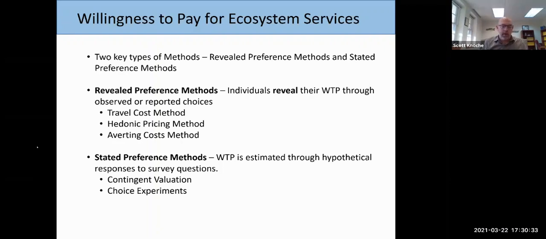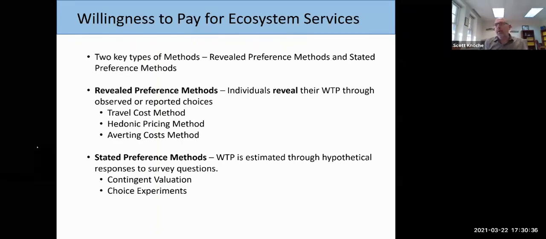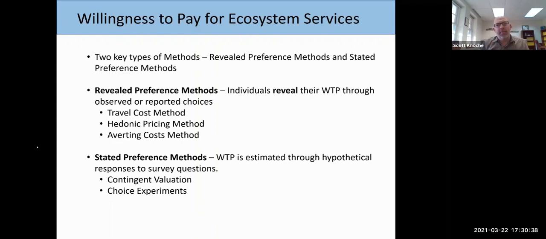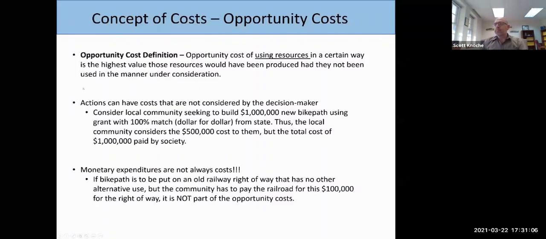I won't get into all the details of that, but they rely on hypothetical responses, and they come under a lot of criticism. There's been a lot of hand-wringing over that, especially at a place like NOAA, the National Oceanic and Atmospheric Administration, which actually had a blue ribbon panel on contingent valuation, on whether it should even be considered when valuing aspects of the natural environment. And their conclusion was yes, if it's done very carefully. So, yeah. All right, let's move on.